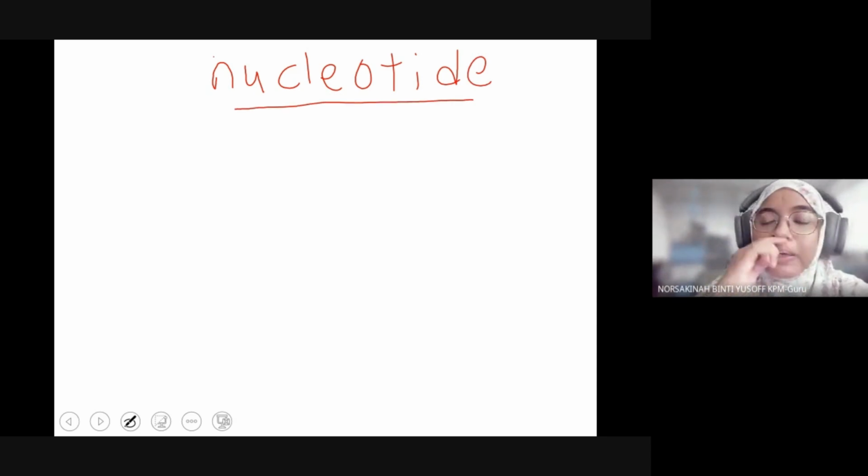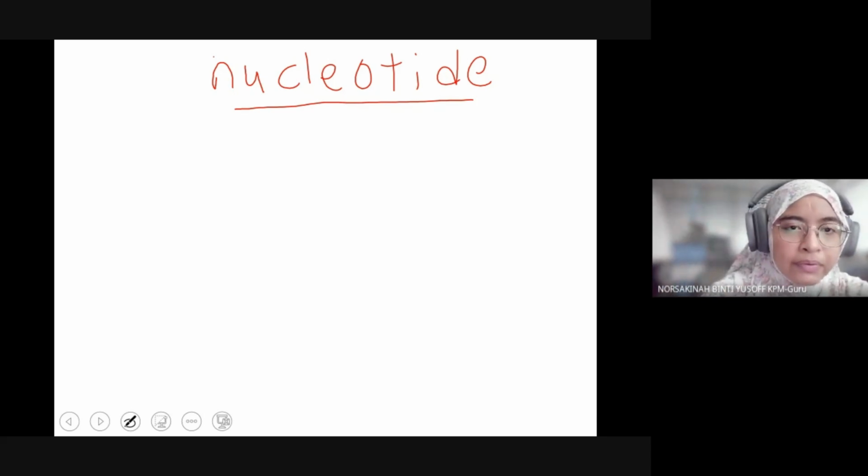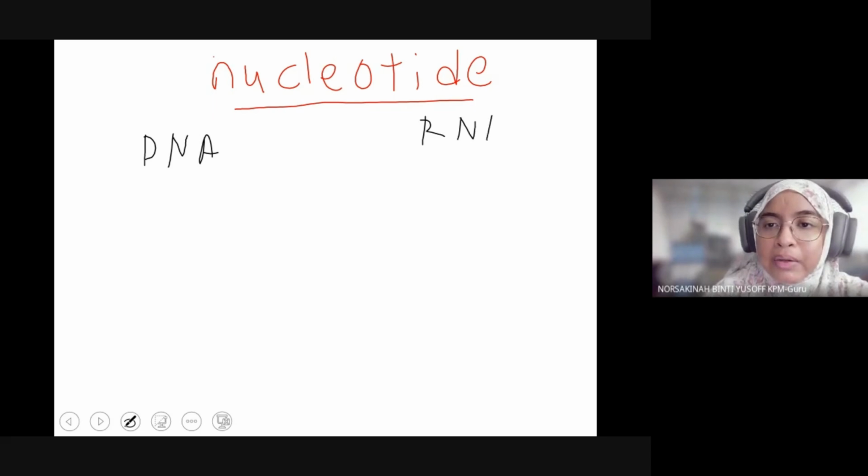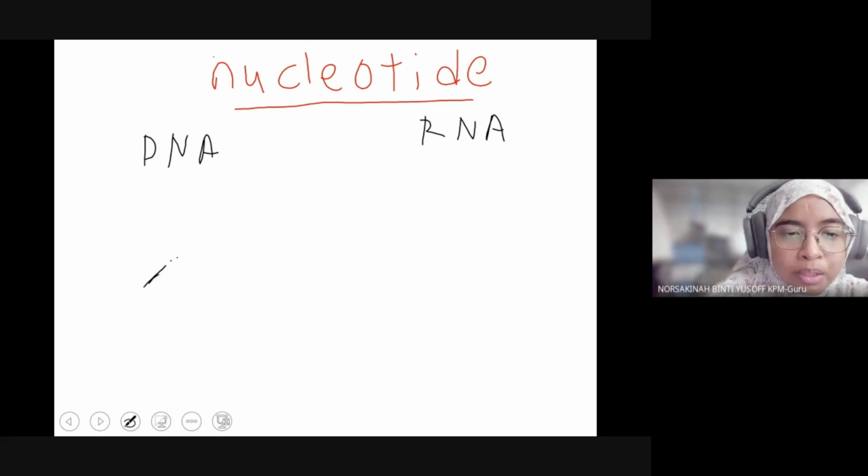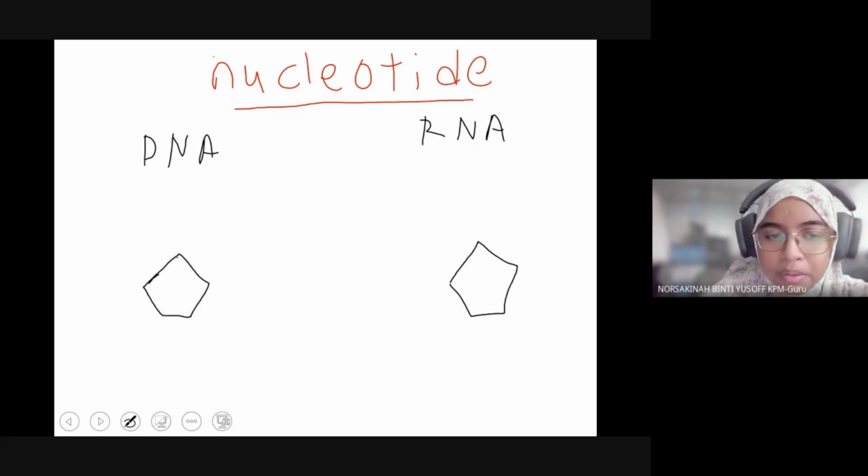Now each DNA and RNA is made of the same thing. We have DNA and we have RNA. Their nucleotides are the same. The same, they only differ a little. Both of them have a pentose sugar. This is a pentose sugar. Now this pentose sugar for DNA is deoxyribose.